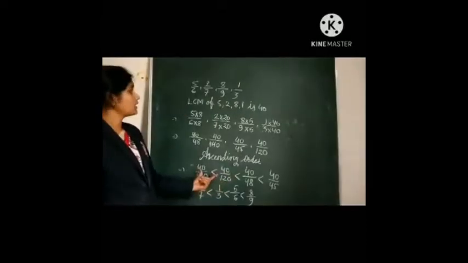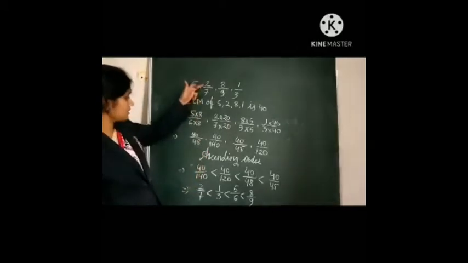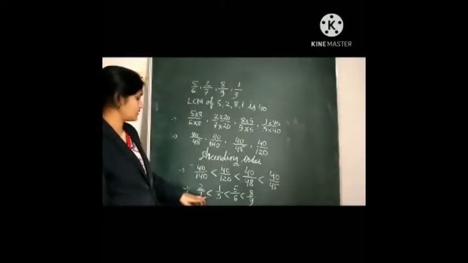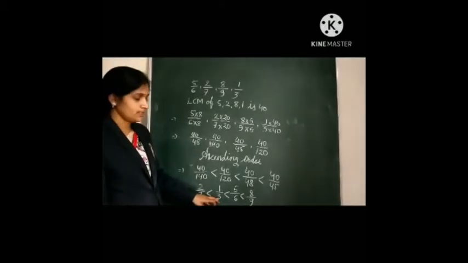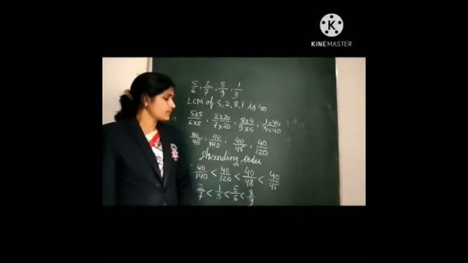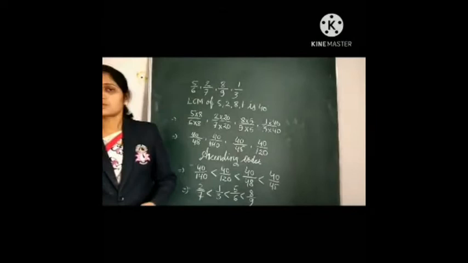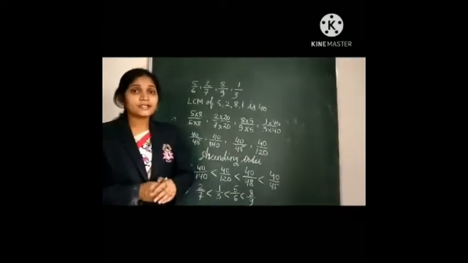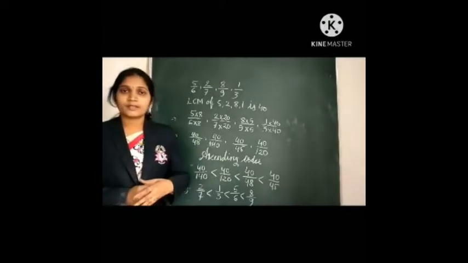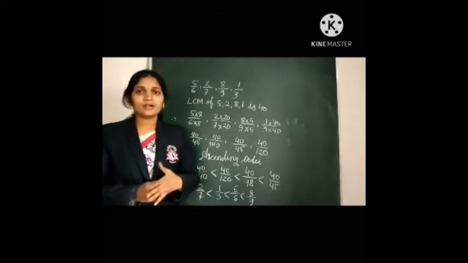So in its original value we write here 40 upon 140. It means 2 upon 7 is the smallest one. Then 1 upon 3, then 5 upon 6, then 8 upon 9. So students, in such a way we can make the numerators or denominators the same, compare the fractions, and write the given fractions in ascending or descending order.